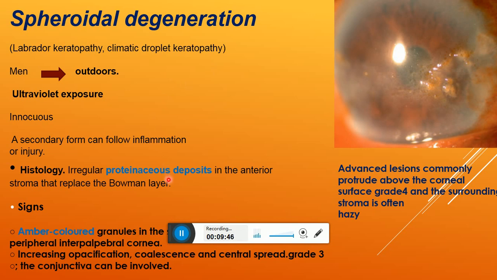Histology: there are irregular proteinaceous deposits in the anterior stroma that replace the Bowman layer. Signs: there are amber-colored granules in the superficial stroma of the peripheral interpalpebral cornea, with increasing opacification, coalescence, and central spread. Advanced lesions commonly protrude above the corneal surface, and the surrounding stroma is often hazy. The conjunctiva may be involved.